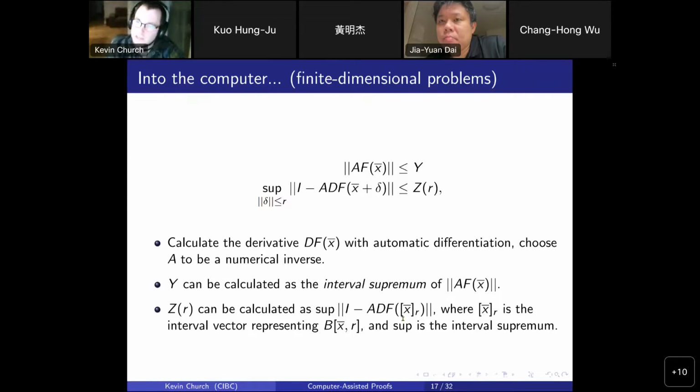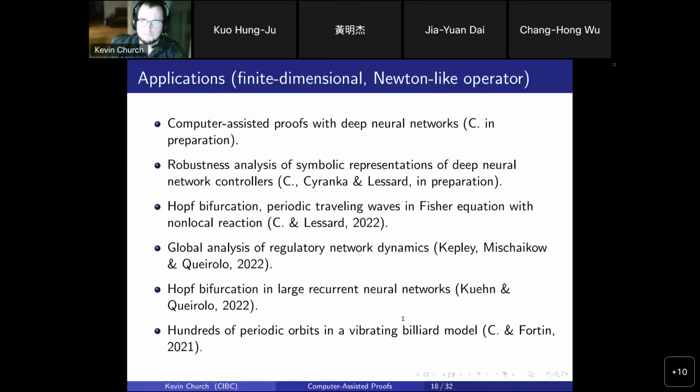So in this particular case of a finite dimensional problem, it is possible to set things up where you never calculate a derivative yourself. You just implement your function in a safe way and let automatic differentiation handle everything else. Now, I'll talk briefly about a couple of applications of this idea.